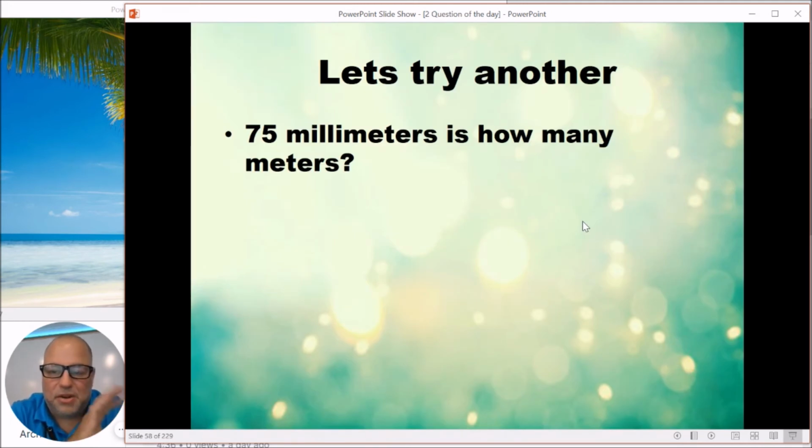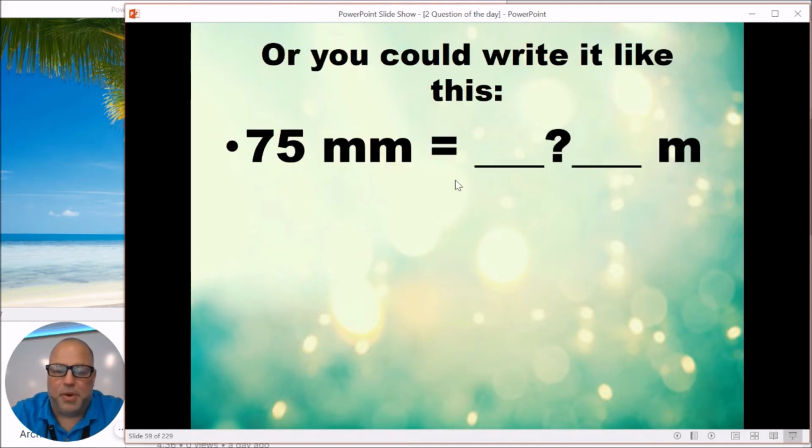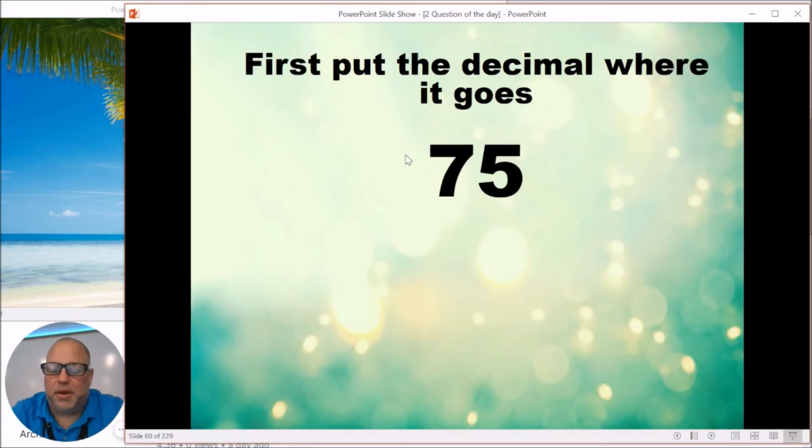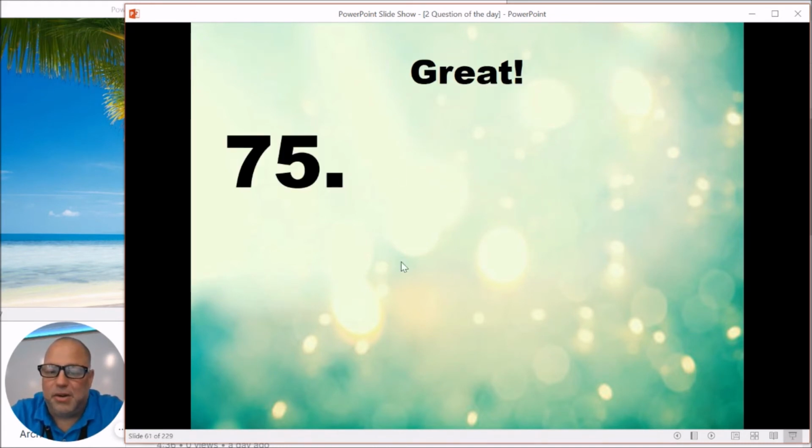Because these are the questions that you're going to have on your quiz in just a few moments. Let's try this one. If they have 75 millimeters, how many meters is that? So that's the question. You're going from millimeters to meters, so 75. Oh, sorry, I'm even ahead of myself. 75 millimeters is how many meters? This is just the shorthand way of writing it. So here we go, at the very beginning: 75, where's the decimal? Right there. Good job.